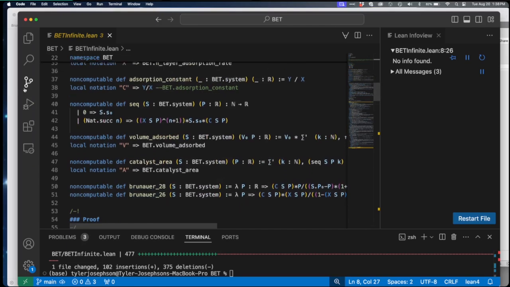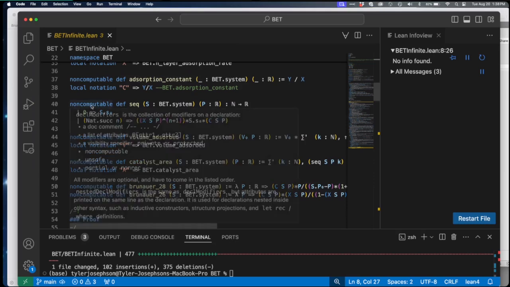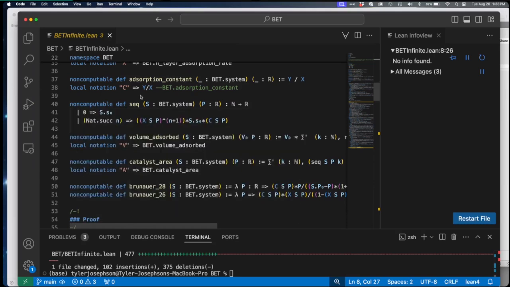Oh, we have a comment. I can't see where this function calls itself. That's a good point, actually. It takes an S as the BET system, and in the recursive call, we invoke S. Okay. Oh, no, we would need sequence actually here. So I guess, no, this isn't recursive. This is an inductive type.